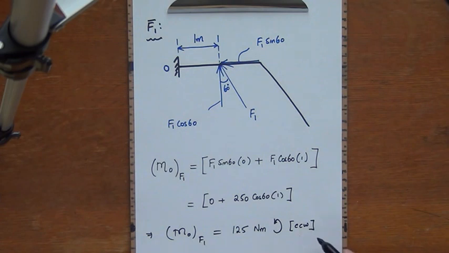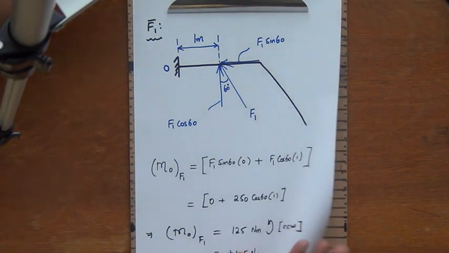My preference is to write CCW because that tells me that this is a positive moment, which means that I can as well write the answer as plus 125 Newton meters. So that's the moment about the point O due to the force F1. We have to do the same thing for the force F2 and for the force F3, and then we have to add them up algebraically. Alright, let's consider the force F2 now.